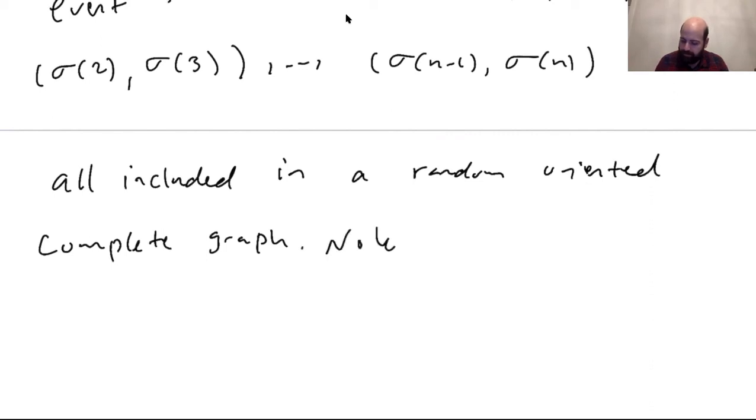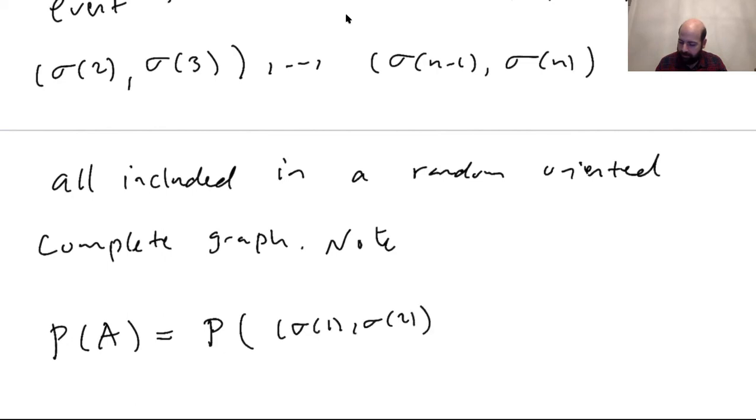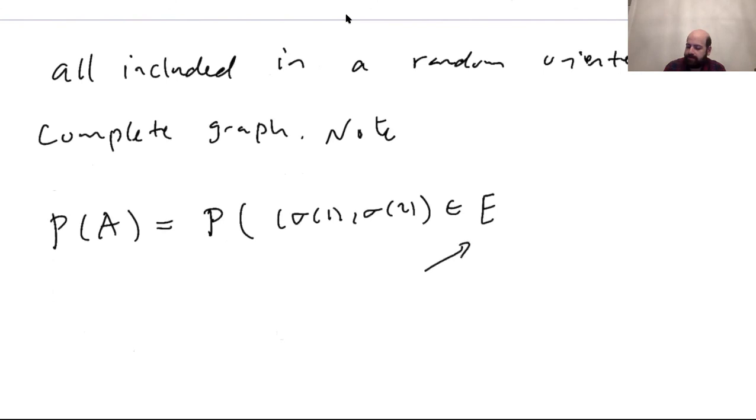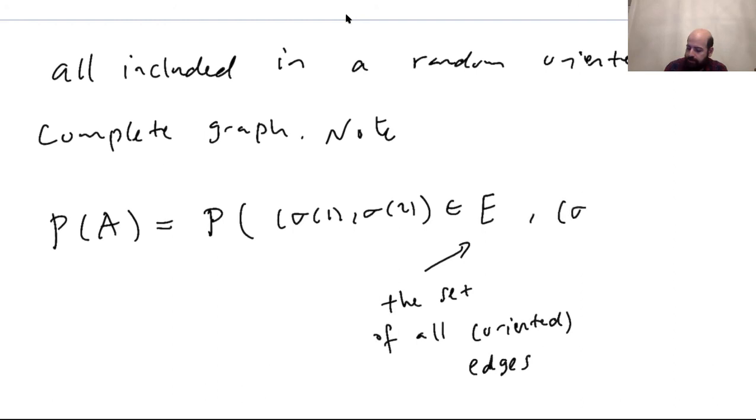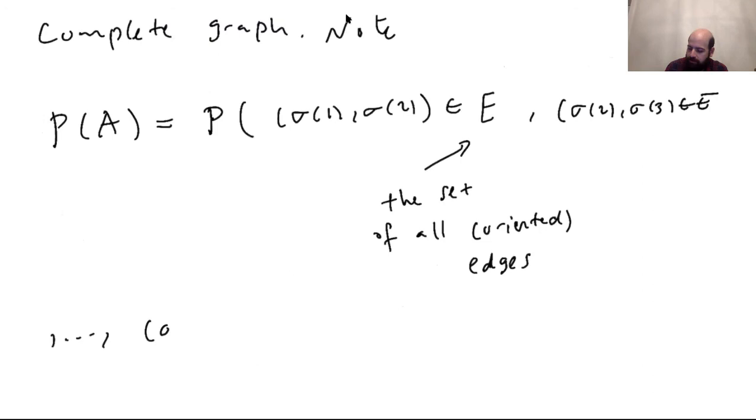So note the probability of A is equal to the probability that sigma 1, sigma 2 belongs to, let's say, E, if I call E the set of all oriented edges, and sigma 2, sigma 3 is in E, all the way to sigma n minus 1, sigma n is in E.